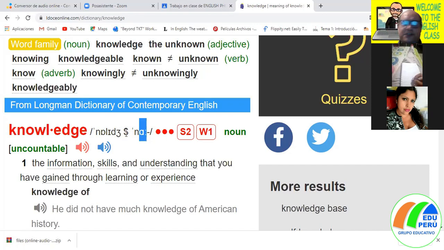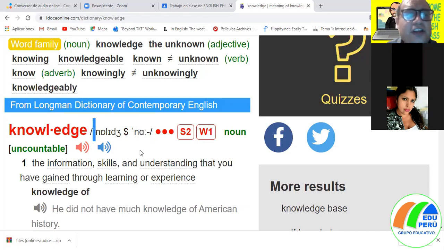All right. So notice here you have the pronunciation, the number of syllables, the stress. Oh, teacher, where is the stress? Here, the apostrophe. Notice here you have an apostrophe. Maybe it's not so clear because it's too small. Yeah. You have the apostrophe. Ah, the apostrophe is before the first syllable. So this first syllable is stressed: knowledge, knowledge.